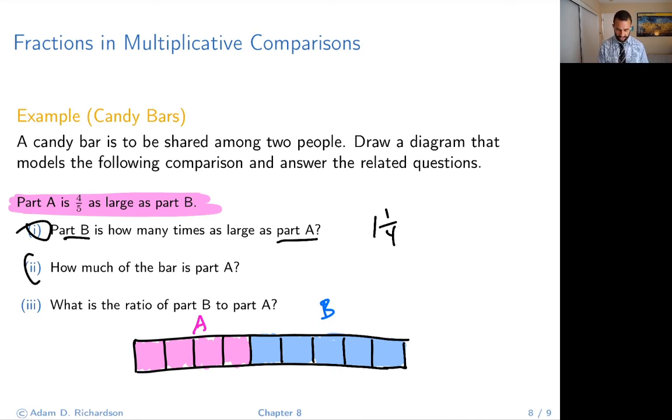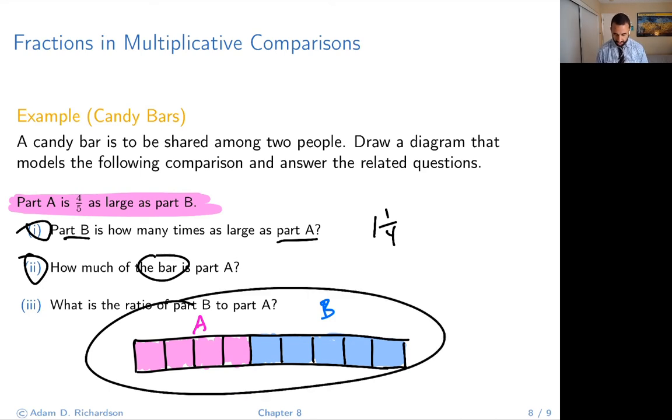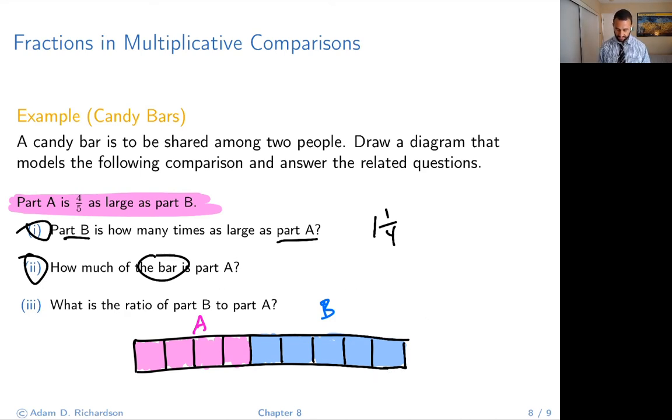Now in this second question, II here, the referent unit has changed. We're referring to a different unit for this question. The unit in this question is the entire bar. And the question says, how much of the entire bar is part A? Well, we can see here that the answer is 4/9. A is 4/9 of the entire bar. There we go, 4/9 of the entire bar.